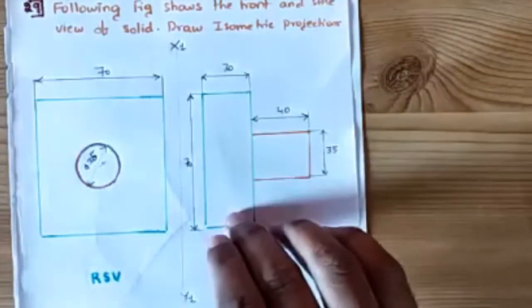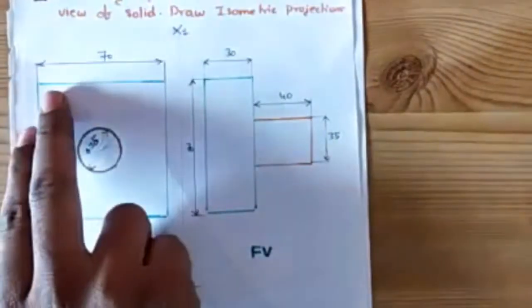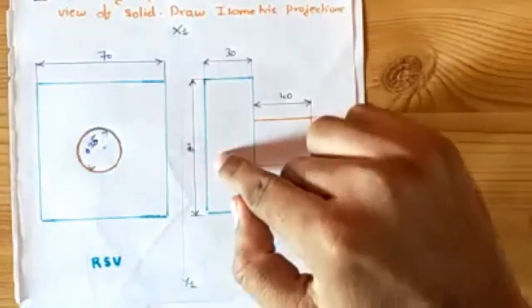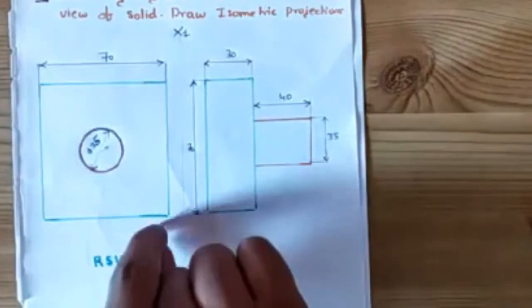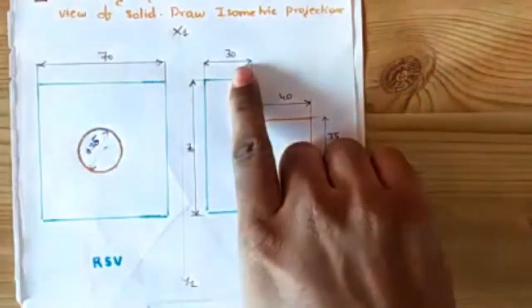So we can clearly say that we have a square slab. The length of the square slab is 70. This height is also 70. You can see it in the front view. Then what about the thickness of the square slab? The thickness of the square slab can be seen in your front view. So this is the one.